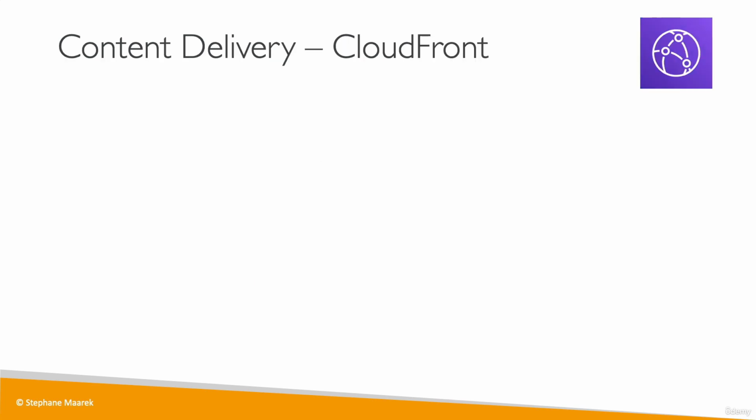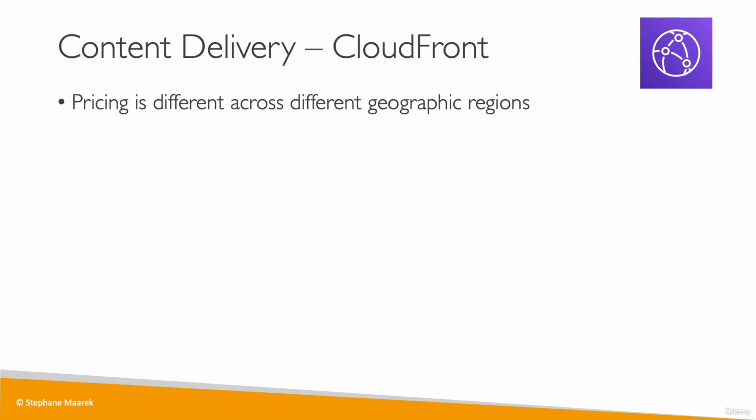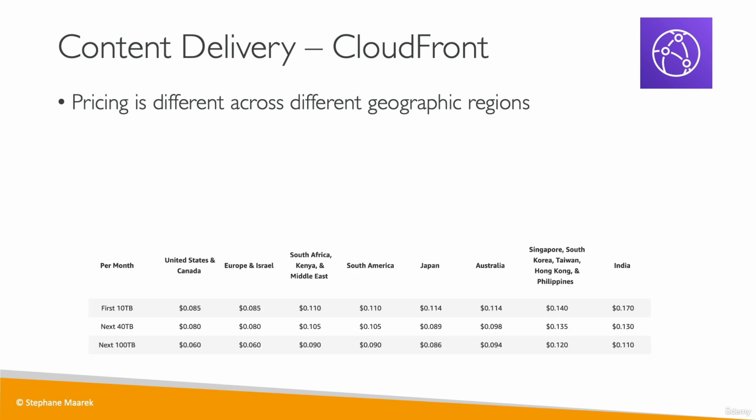Now let's talk about CloudFront. So CloudFront is a CDN and it is global, so therefore the pricing is going to be different based on where the content is served from. So you have different pricing based on usually continents. So for example, America, Europe, South America, Japan, Australia, India, and so on. And this is in the table that you can see in the slide down.